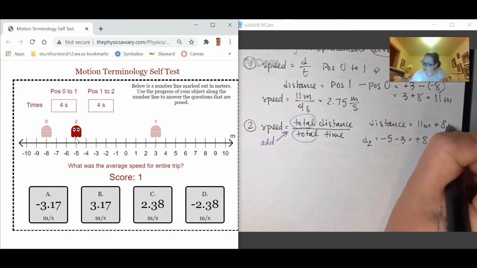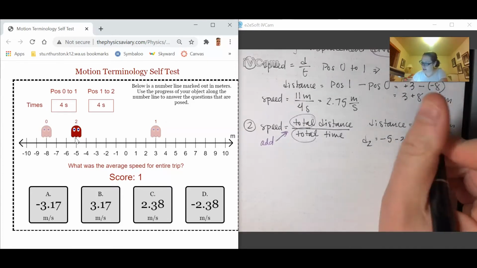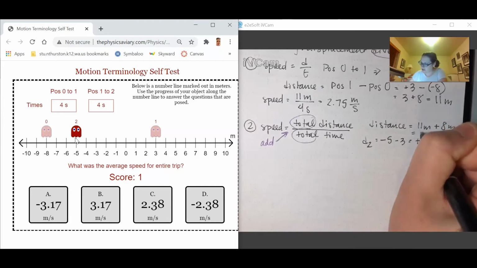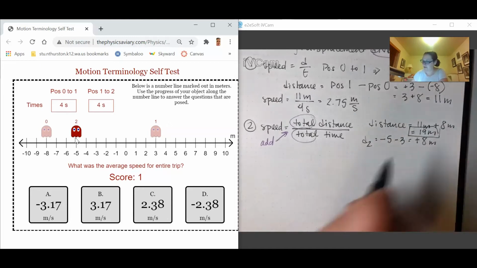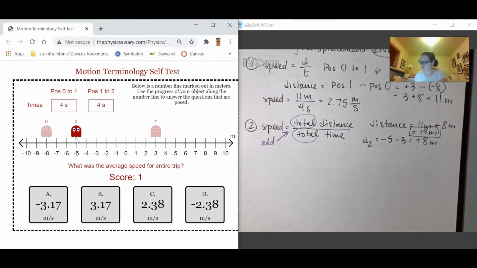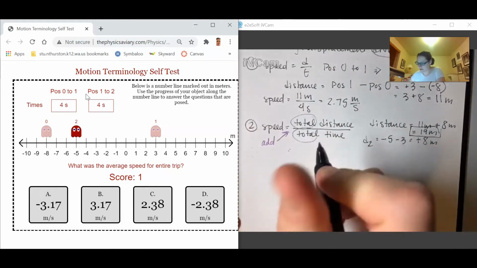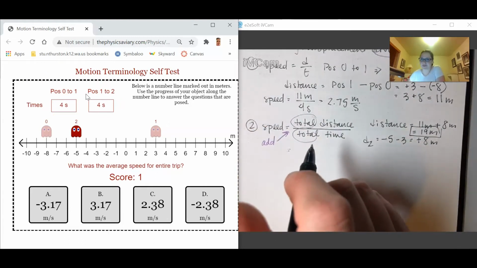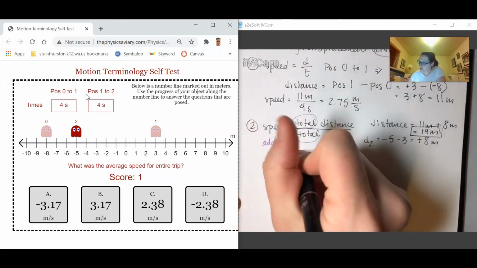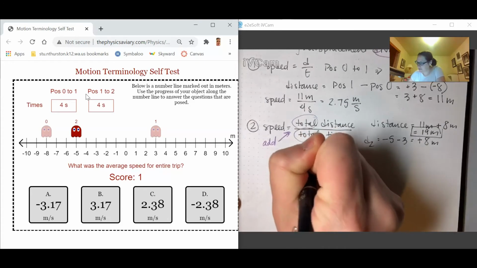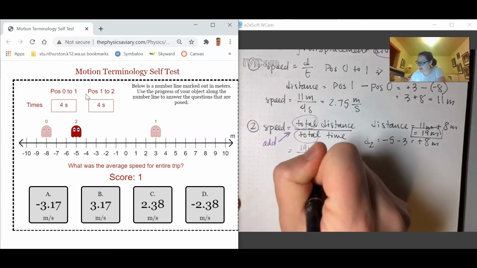So my total distance was 11 plus 8. Ooh, I can do that math in my head. My total distance is going to be 19 meters. Okay? Because I had 11 meters plus 8 meters. My total time, that's pretty easy. I've got 4 seconds for the first leg, 4 seconds for the second leg. So I've got 8 seconds. It's very late at night when I'm recording this. You'll see once I post it, for those of you who care about my well-being. So I've got 11 plus 8 is 19 meters divided by 8 seconds.